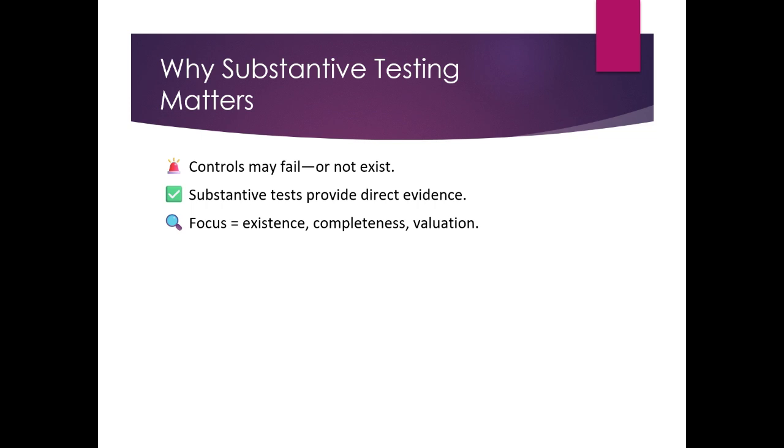Substantive procedures are necessary when we can't rely fully on our controls, or when those controls don't cover key risks. These procedures provide direct audit evidence. The key assertions here are existence, completeness, and valuation.